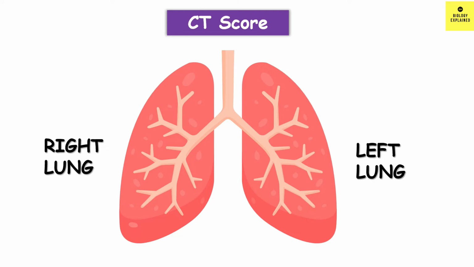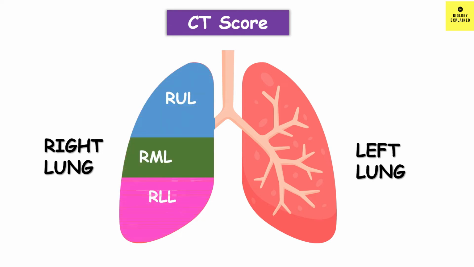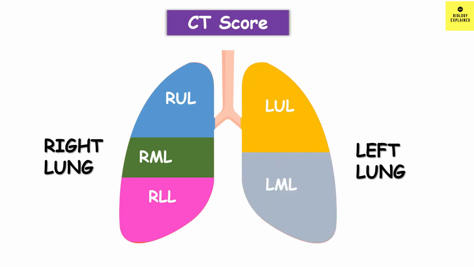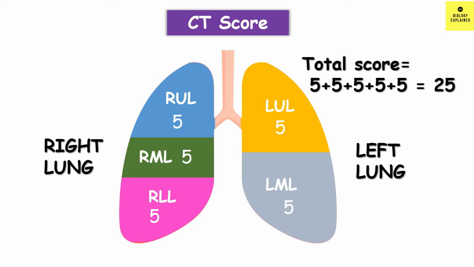We have two lungs, the right lung and the left lung. The right lung is divided into three lobes, right upper lobe, right middle lobe and right lower lobe. And the left lung is divided into two lobes, left upper lobe and left lower lobe. So in total there are 5 lobes. Each lobe is given a score of 5. So in total we get a score of 25 for the total lungs.